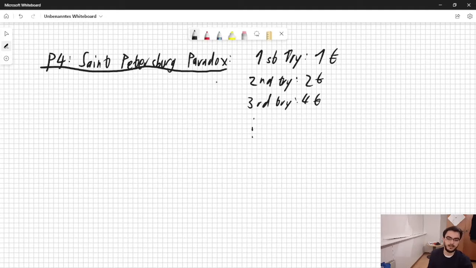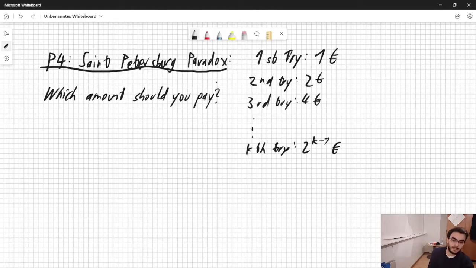And for the k-th try, for any k, doesn't matter how long I take, you get 2 to the power of k minus 1 euros, which is a lot. And you can think about, okay, we want to make this game fair, you should pay something for the game. What is the amount that you should pay?